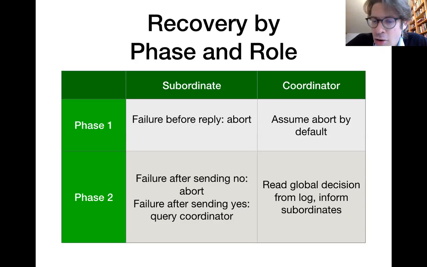And if the coordinator fails in the second phase, then we can simply use its log entries in order to see whether the global decision was to proceed with the transaction or whether to abort it.